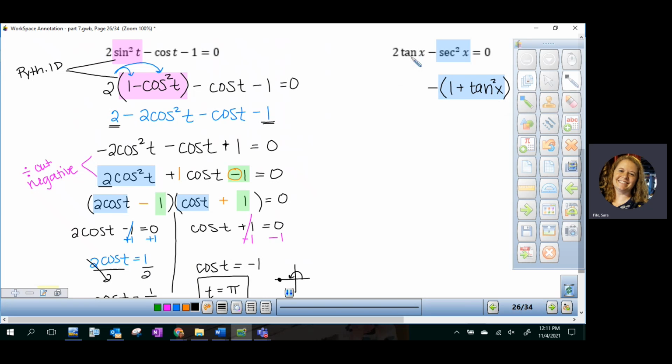No, because this one is just tangent, not tangent squared. So I wouldn't have been able to replace that one with the same identity.